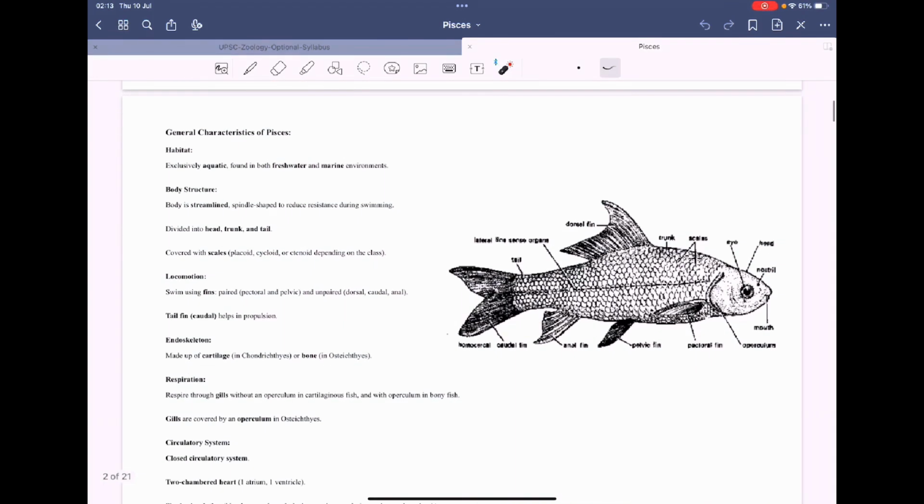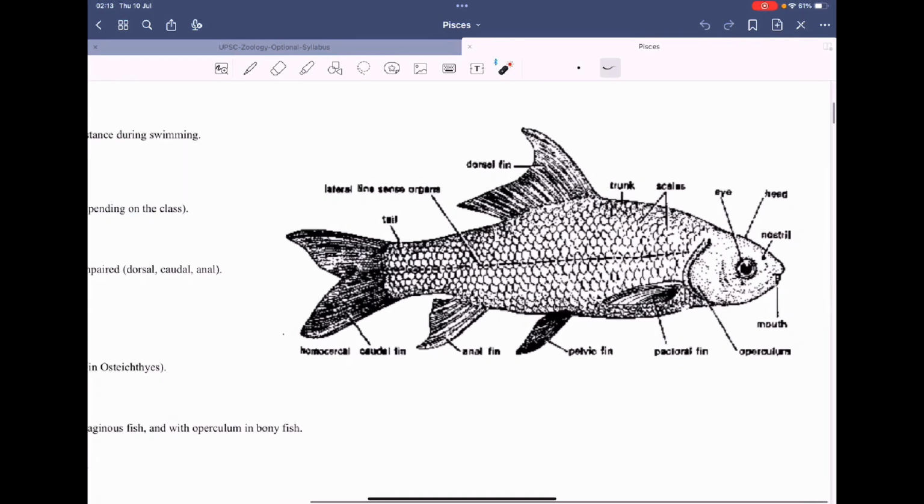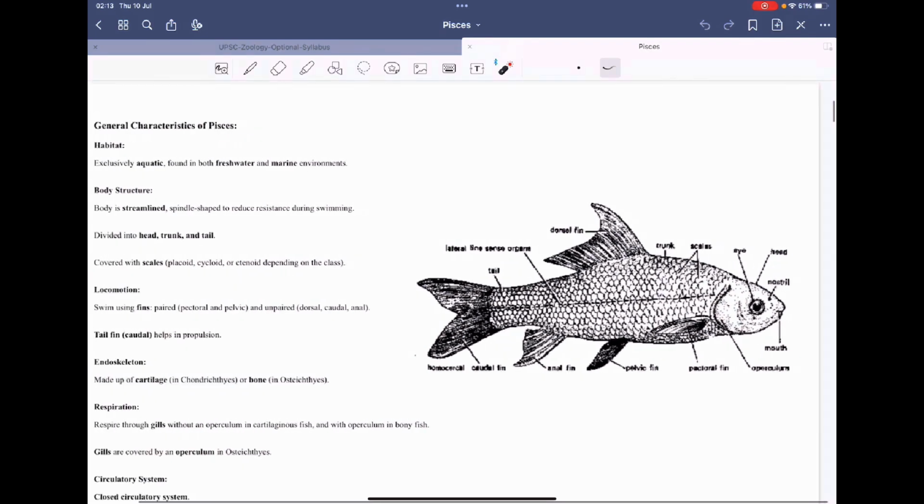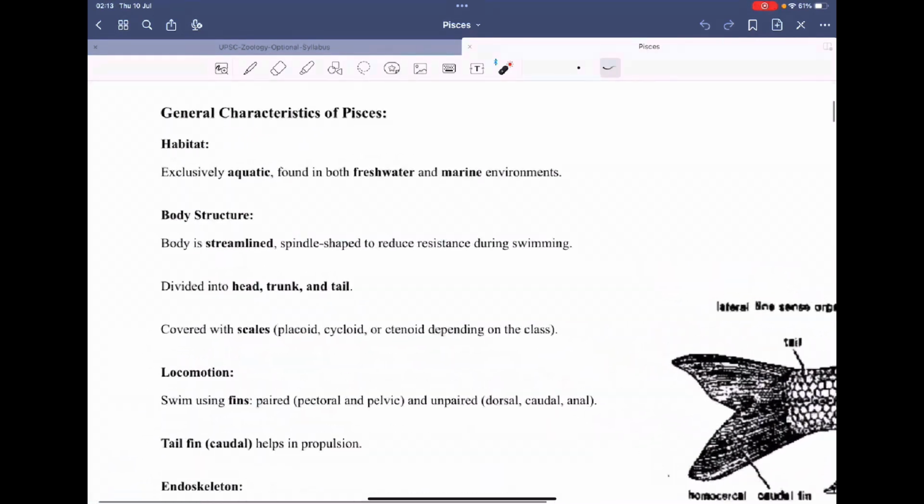So starting with the general characteristics of the fishes or Pisces, you will observe generally there is a streamlined body. There are different types of fins like caudal fin, anal fin, pelvic fin, pectoral fin, dorsal fins, there is a lateral line, there is operculum in order to cover the gills. So these are the general features of the fishes.